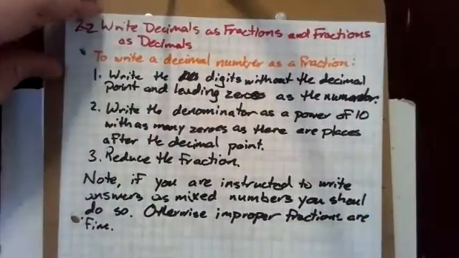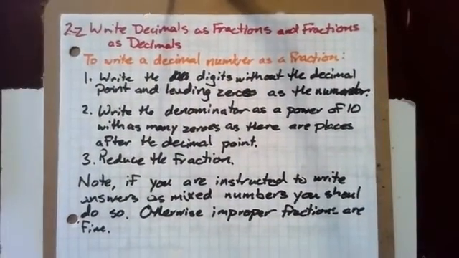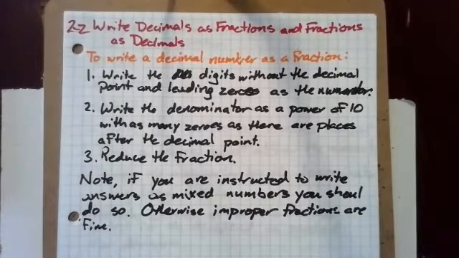In this video, we'll write decimals as fractions and fractions as decimals. To write a decimal number as a fraction, write the digits without the decimal point and leaving zeros as the numerator. Then write the denominator as a power of 10 with as many zeros as there are places after the decimal point. Then reduce the fraction. Note, if you're instructed to write answers as mixed numbers, you should do so. Otherwise, improper fractions are fine.